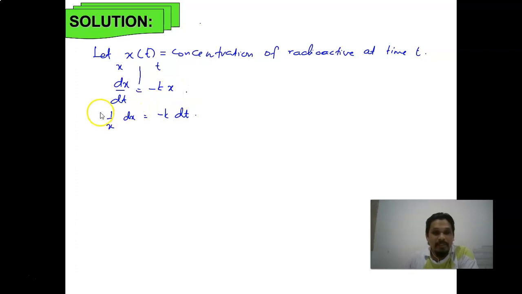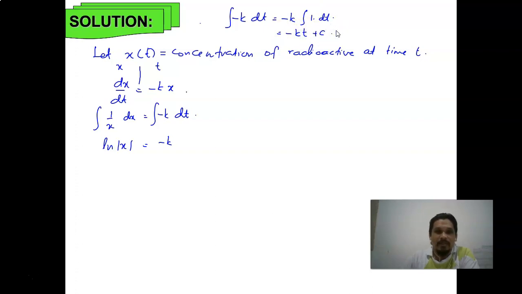Okay, so integrate left and right. You come up with natural log of x equals negative k. Just imagine for this negative k dt, integrate this. This is just a constant, so take it outside: negative k times the integral of 1 with respect to t. Then we come up with negative k t plus c. Okay, so we bring all this here: natural log of x equals negative k t plus c.